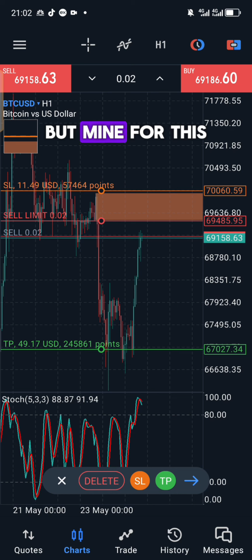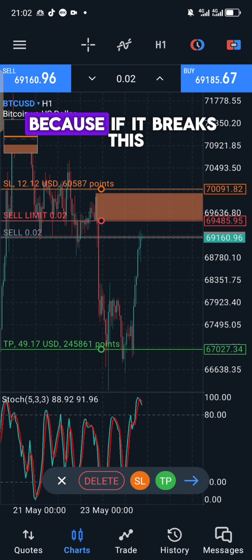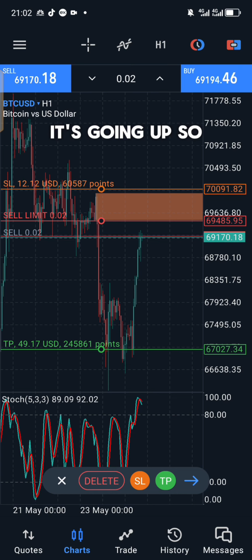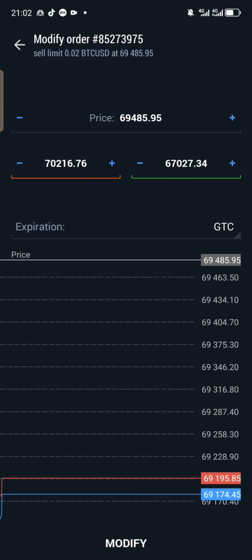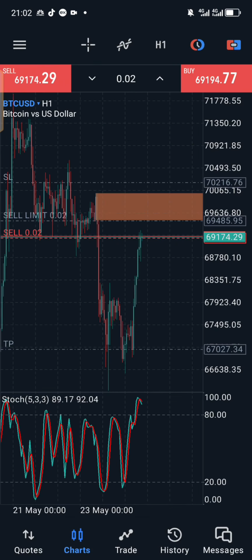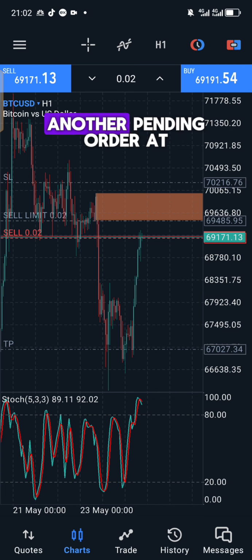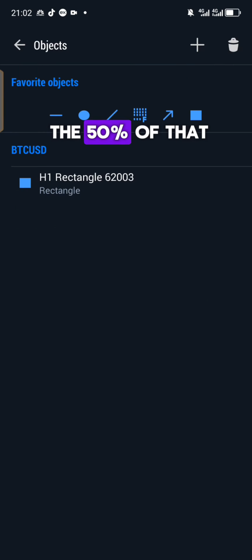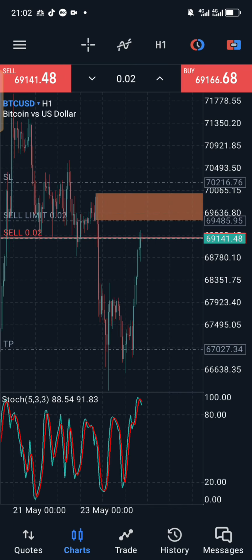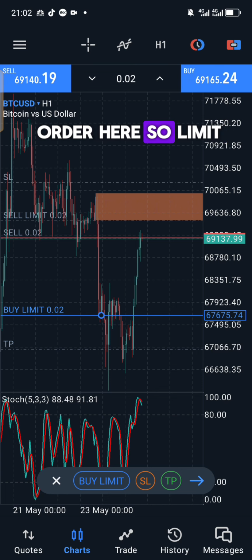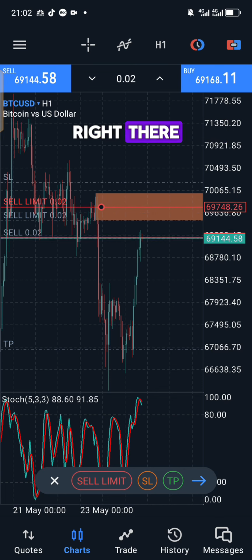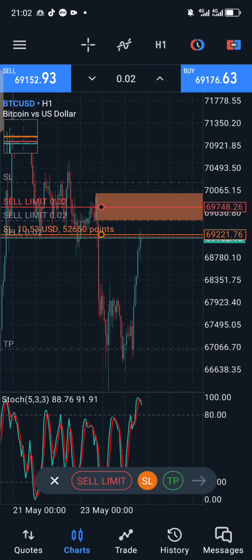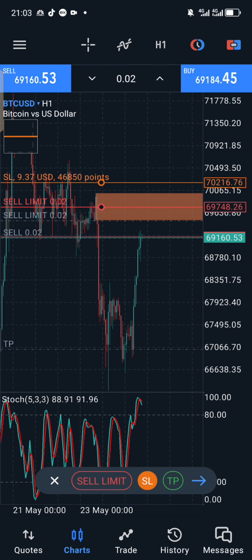But mine for this trade is here, because if it breaks this, it's going up, so I don't expect to hold it any further. So it's right there, and then I have another pending order at the 50% of that. So I'll place my pending order here. Sell limit should be here, right there. Stop loss again right here.